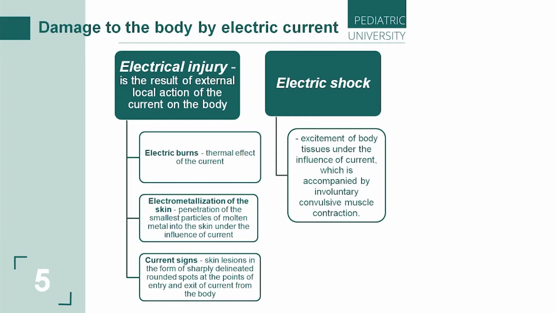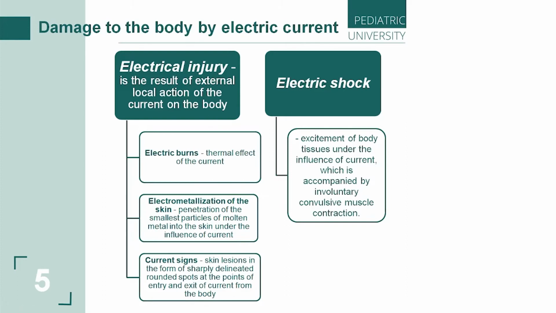So, an electric shock to the body can be in the form of electrical injury or electric shock. Electrical injuries are the result of external local action of current on the body. Maybe let's see the types on the slide. Maybe electrical burns, electrometallization of the skin, and current signs. What about electrical burns? Let's see the first type of electrical injury. What is this?